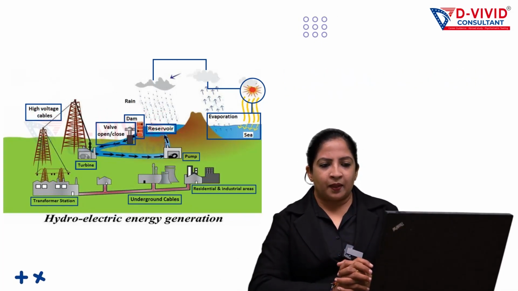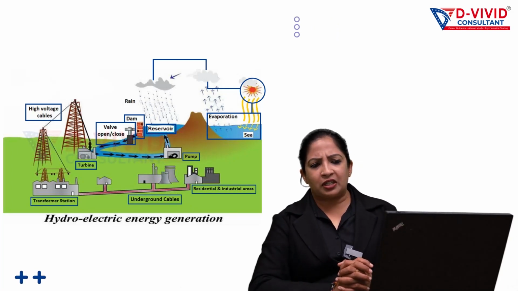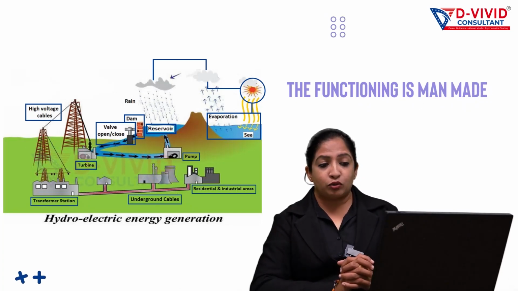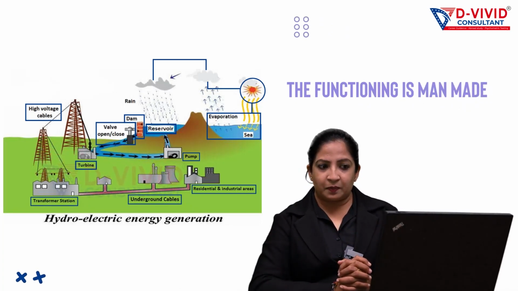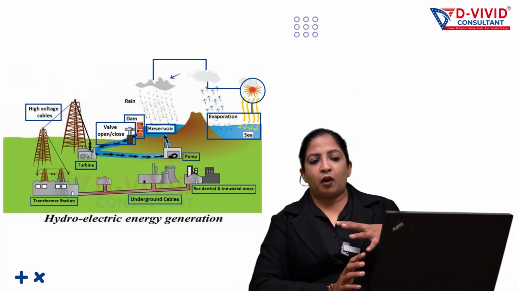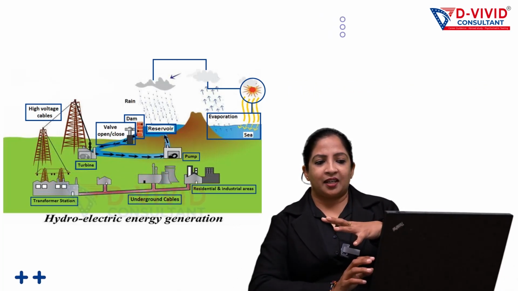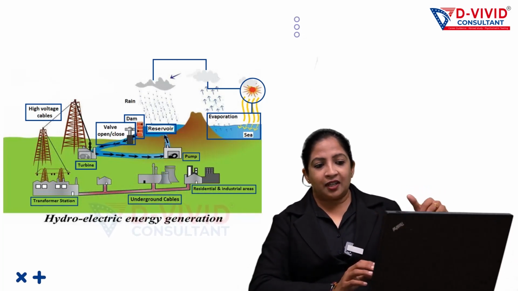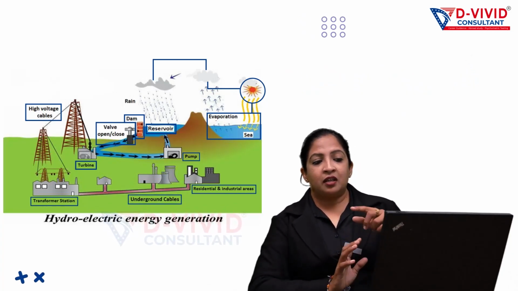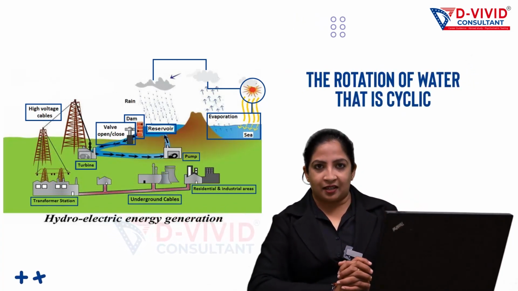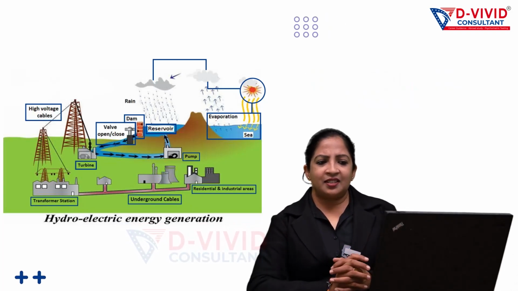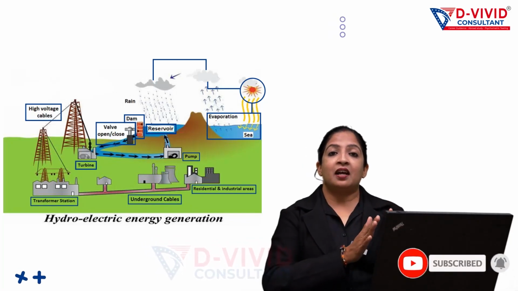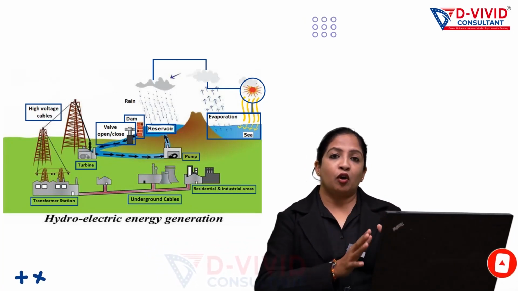So let us see. The process is partially man-made in its functioning, but there is also the role of a natural process, from where the water from the dam gushes towards the turbine, and then forward the entire process is linear, whereas the rotation of water is cyclic. And if we see this, it is quite a straightforward, simple process. So this is how I am going to structure my overall.